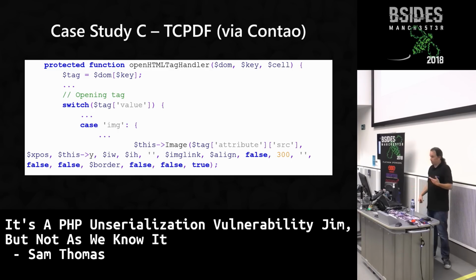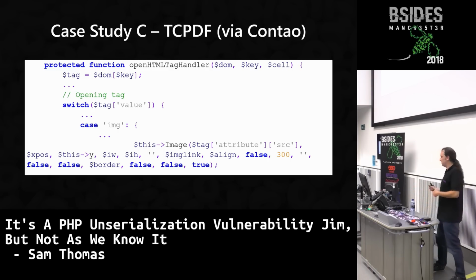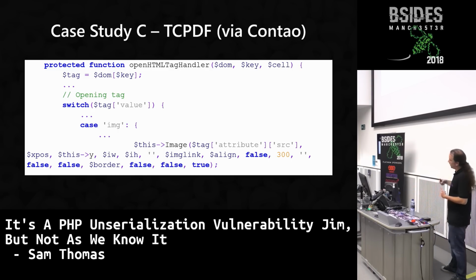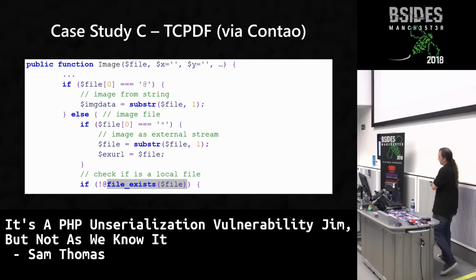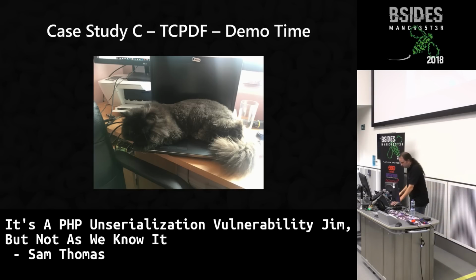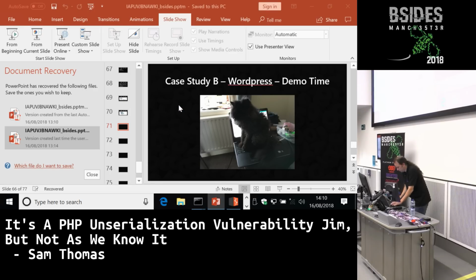And the vulnerability is, like I said, quite straightforward. Essentially, it runs a tag handler through all the tags of the HTML, and if it encounters an image tag, it calls this function image with the source attribute, and that does a few things, but falls through to a file_exists call with the value as we supplied it. So let's have a look at that one.